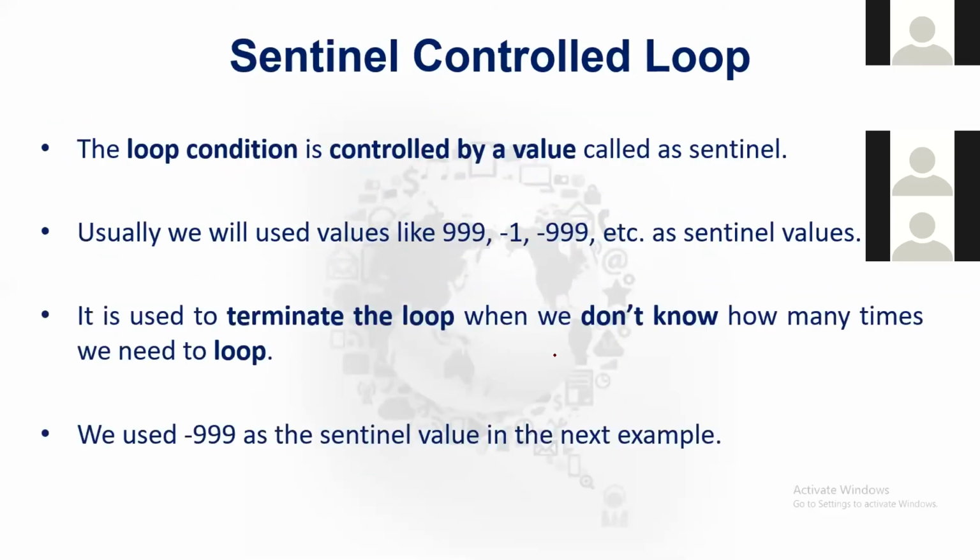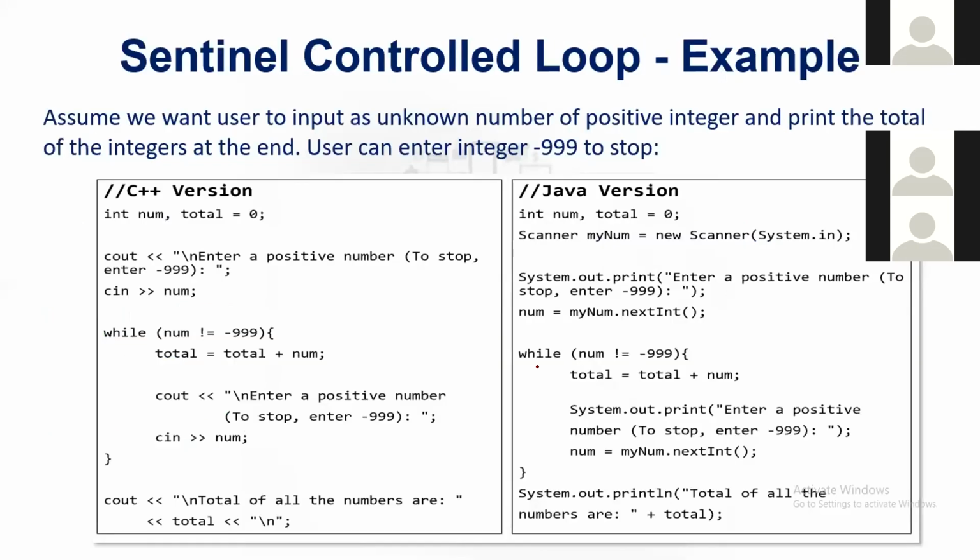Next is the sentinel control. For sentinel control, it is based on the user to terminate the loop, because sometimes you don't know how many times you're going to run the loop. So you just key in a value to stop it, to make the condition become false. Like the example here, to ask a user to key in a positive number and to stop, you just enter this.